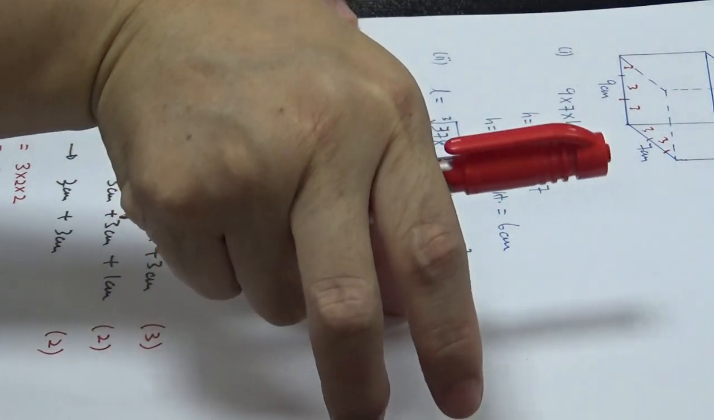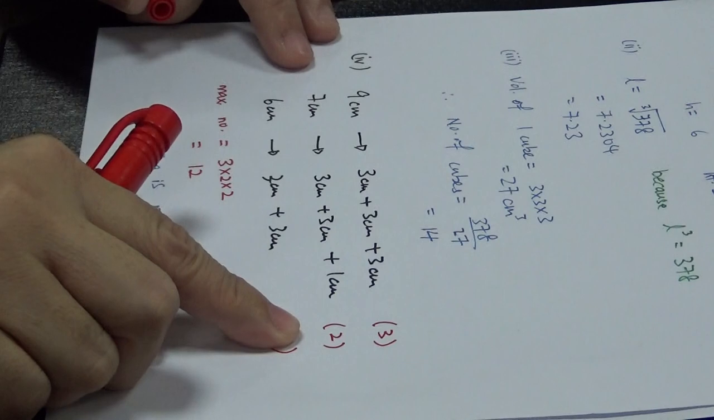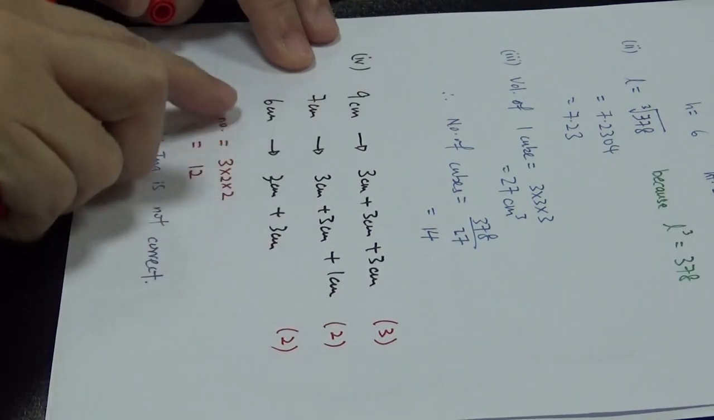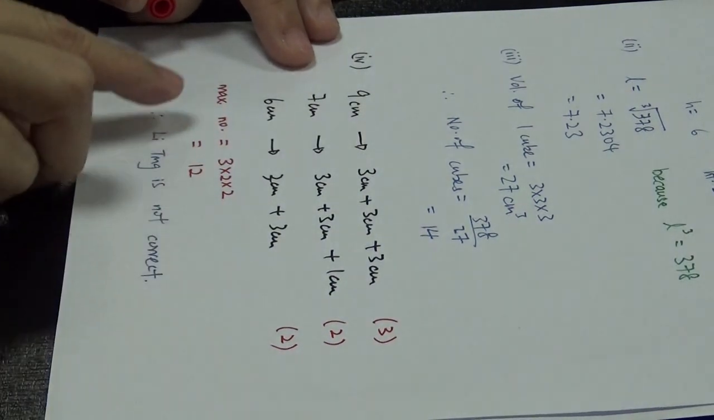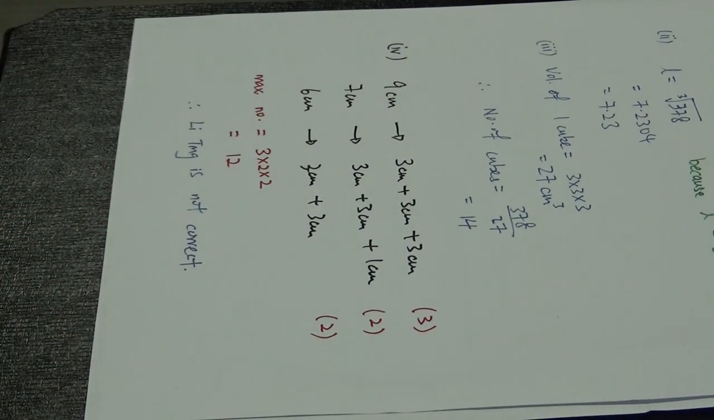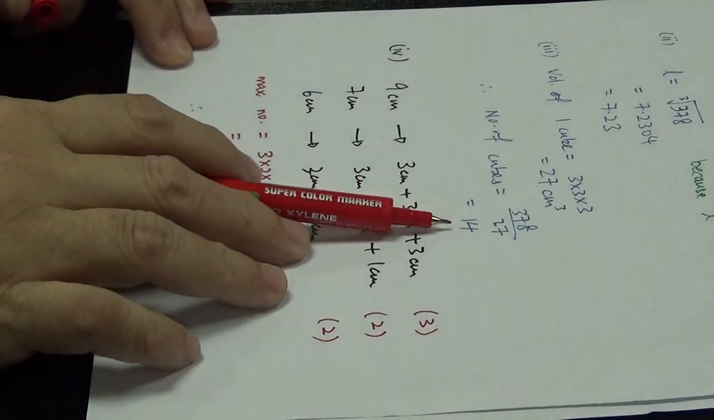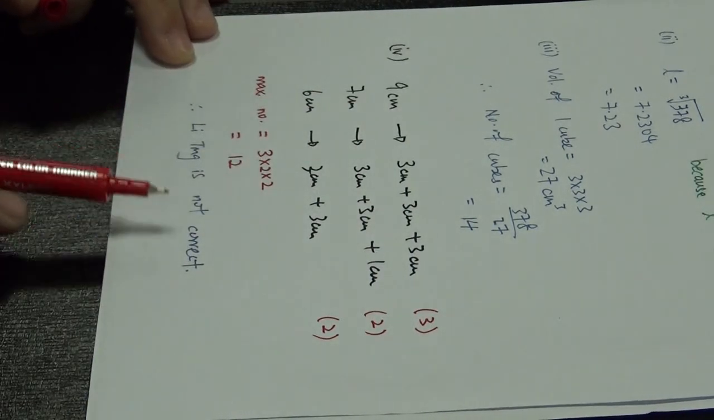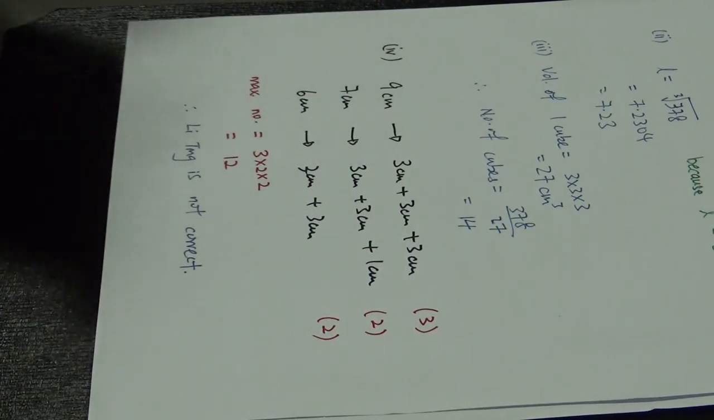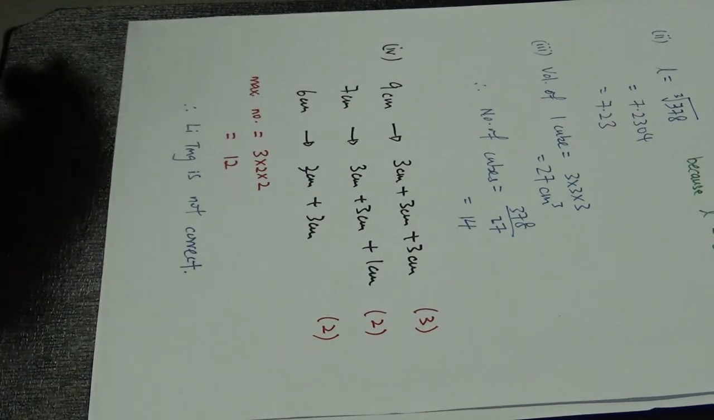That means for 9 cm, I can have 3 of such cubes. For 7, I will have 2 times. This remainder is not counted. And for 6, I will have 2. So the maximum number of cubes that can be formed is actually 3 times 2 times 2, which is 12. Now, 12 is not 14. Therefore, Li Ting is not correct. Okay, so this explains work example 2 on page 175.